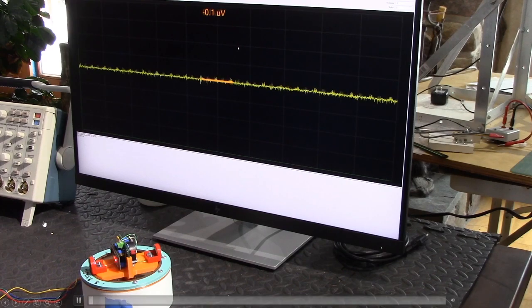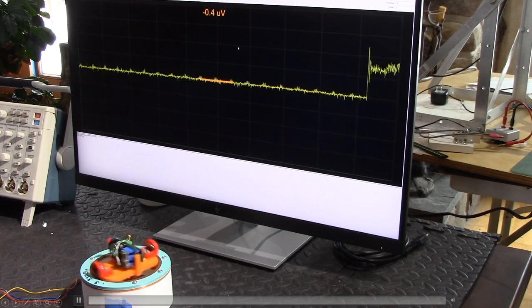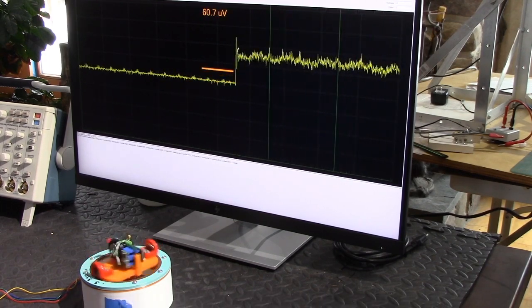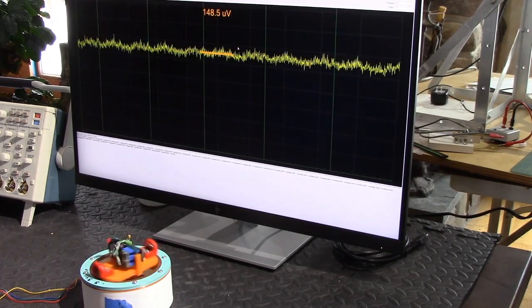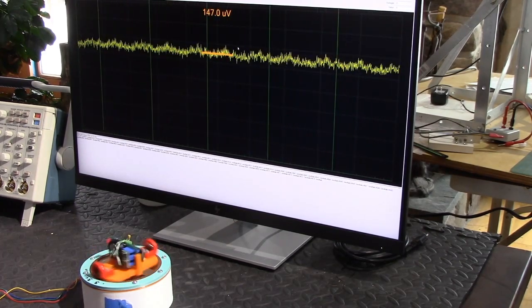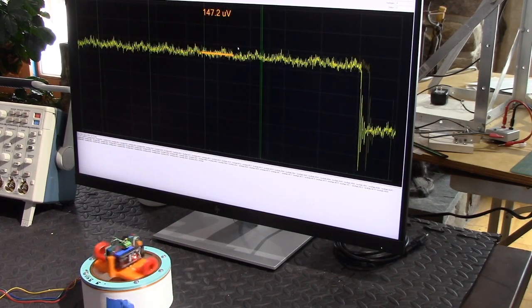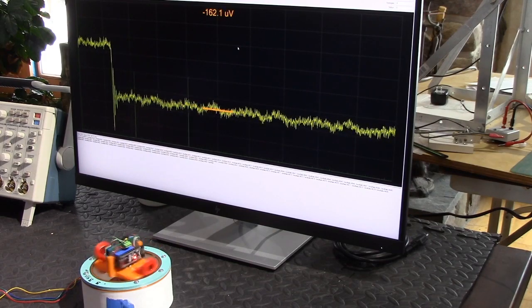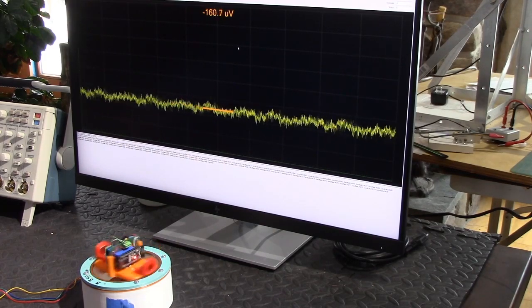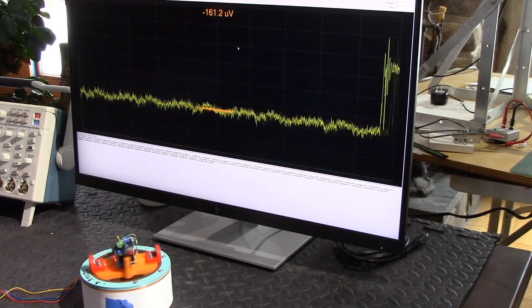So here is the 2019 demonstration. Okay, and the average is 150 microvolts. Now we're going to switch the direction to make sure this is not an effect, and it is also like minus 160. Let's say 160.